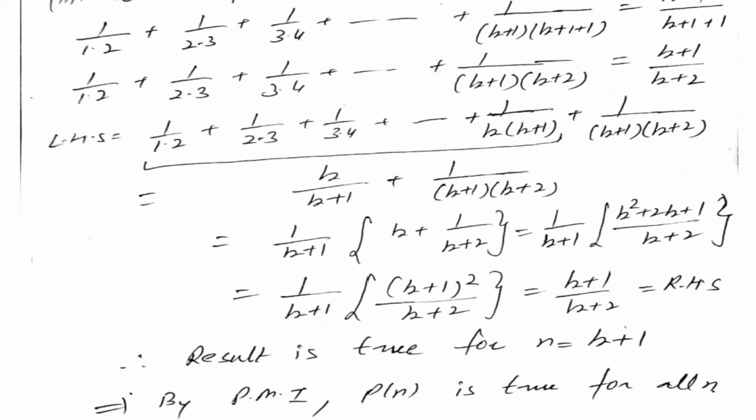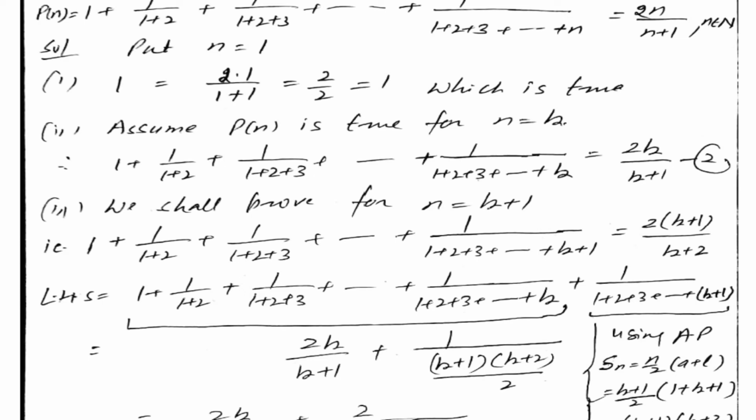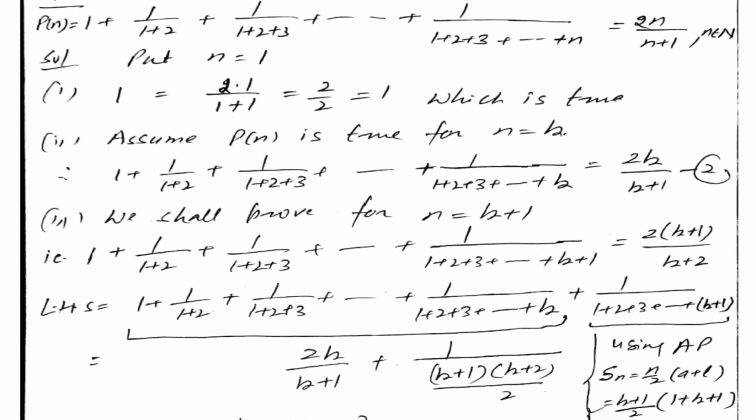Now let us see another question. Now the question is we have to prove 1 plus 1 upon 1 plus 2 plus 1 upon 1 plus 2 plus 3, up to n terms, equals 2n upon n plus 1. See here, the first term is 1, the second term is 1 upon 1 plus 2, the third term is 1 upon 1 plus 2 plus 3, and the fourth term will be 1 upon 1 plus 2 plus 3 plus 4.